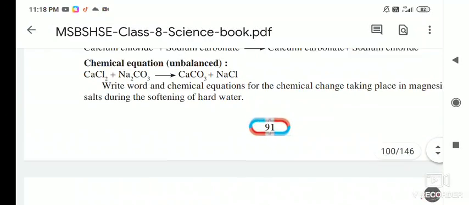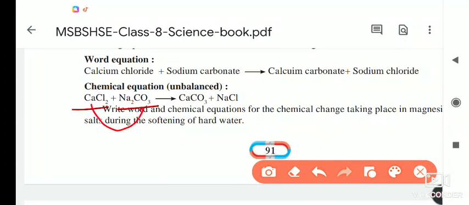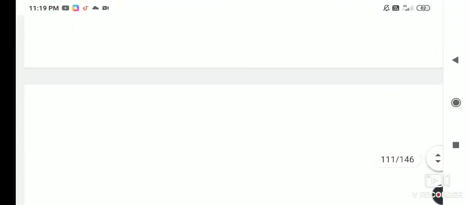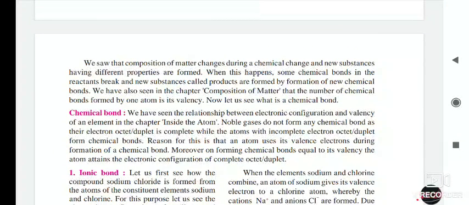For example, if you see here the reactants, calcium chloride and Na2CO3, which is sodium carbonate. Here the calcium breaks its bond with the chloride and forms a new bond with the carbonate, and it forms calcium carbonate. Similarly, the chloride, which is separated from the calcium, combines with the sodium, which is separated from the sodium carbonate, and NaCl is formed. This means in this chemical reaction, the old bonds break and new bonds are formed.